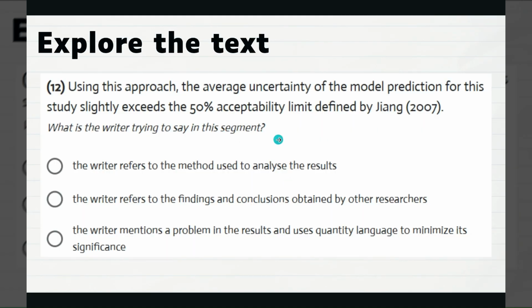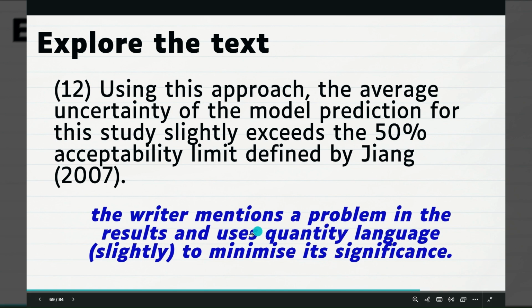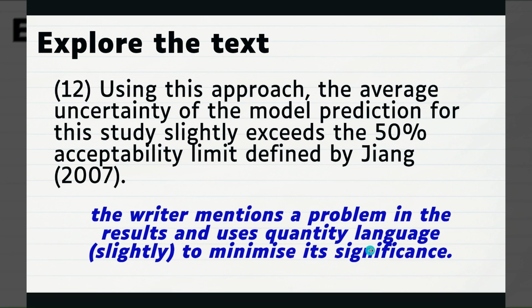Okay, so what do you think is the writer trying to say in sentence 12? Here, the writer mentions a problem in the results and uses quantity language to minimize its significance. What do you think is the writer trying to do? Is he trying to sabotage his study by mentioning a problem? Is that going to make his study probably doubted? Actually, that's an admission of some limitation on your end.